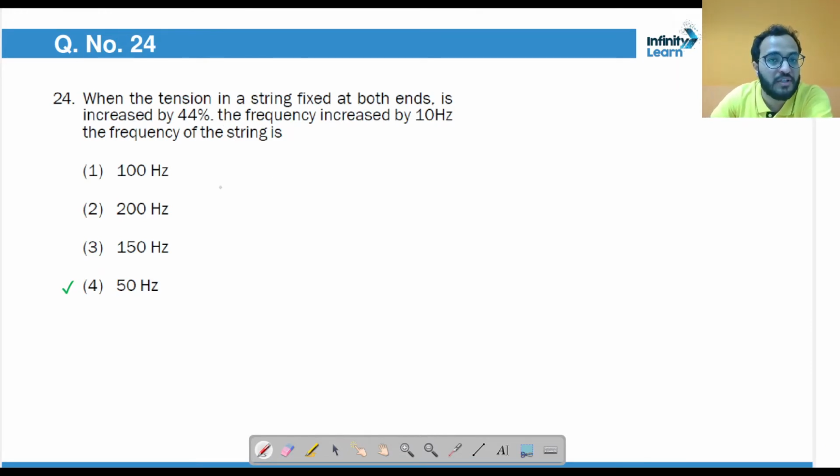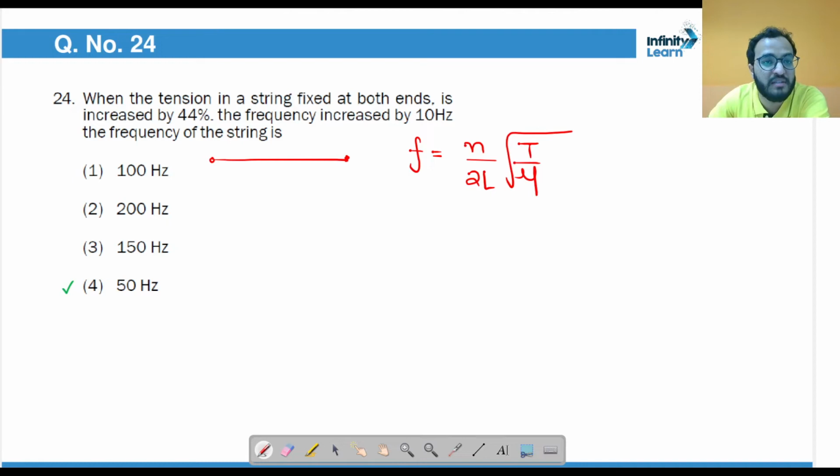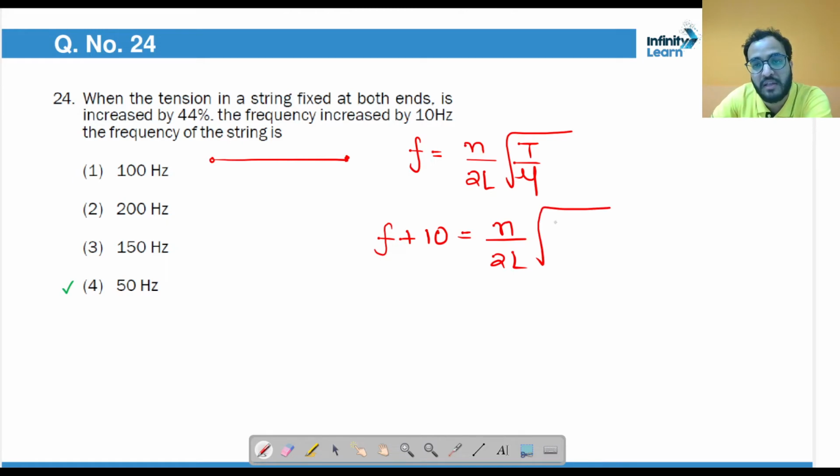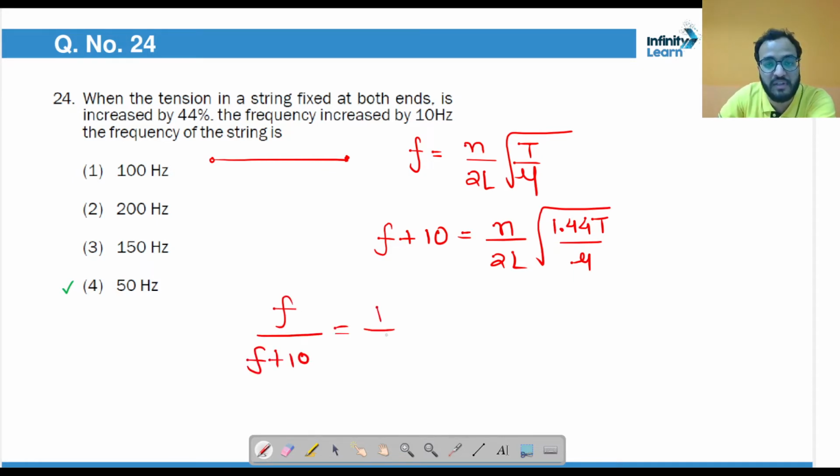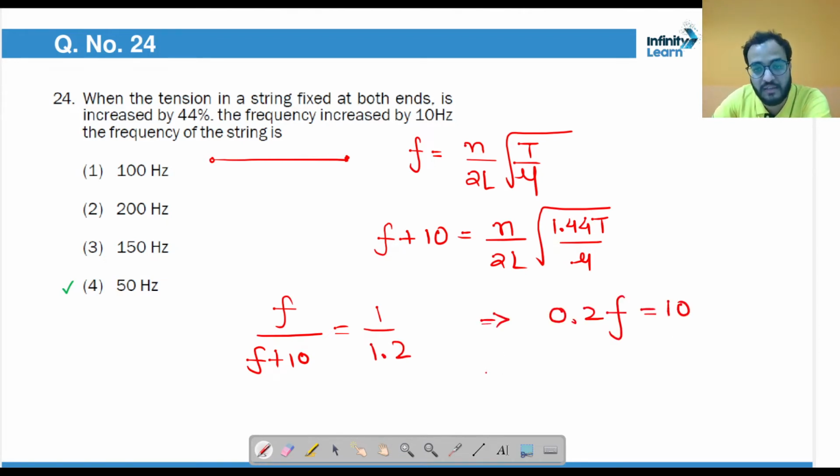So when the tension in a string fixed at both ends, okay, so string is fixed at both ends, frequency is equal to n by 2l into root over T by mu. Frequency increases by 10 hertz if it is 1.44 T by mu. So if you take the ratio, you will say f upon f plus 10 is 1 upon 1.2, right? So 0.2 f is equal to 10. So f is equal to 50 hertz.